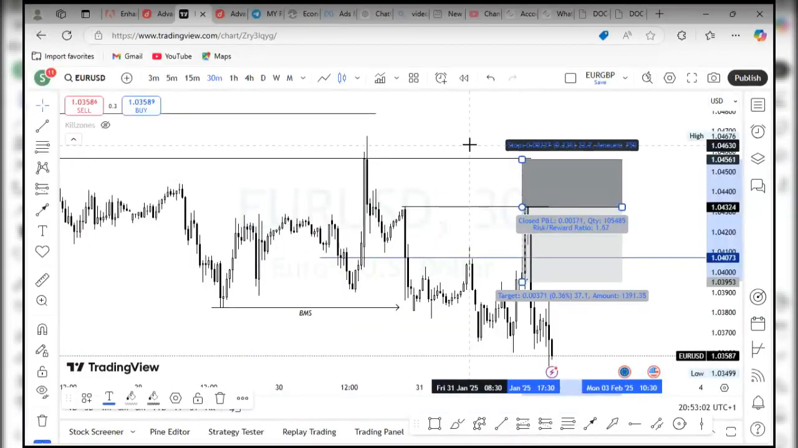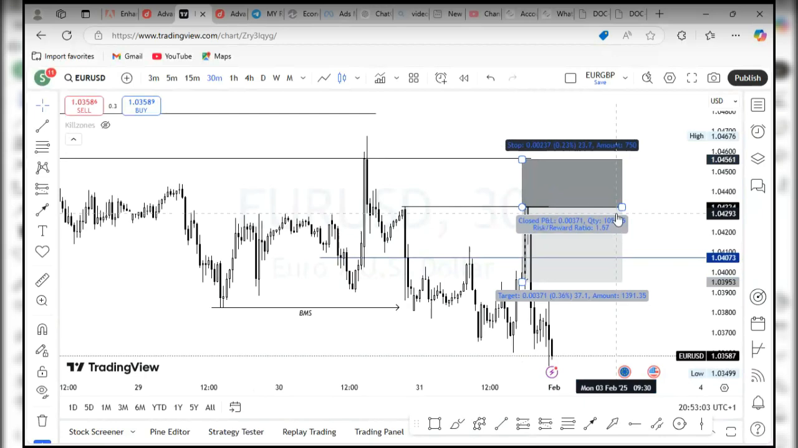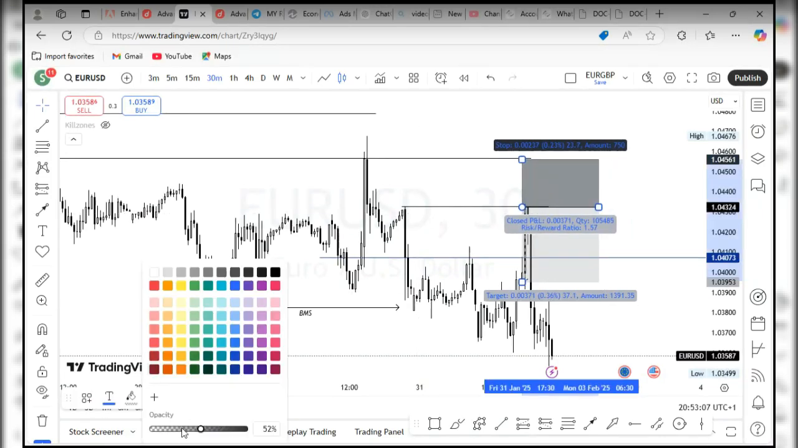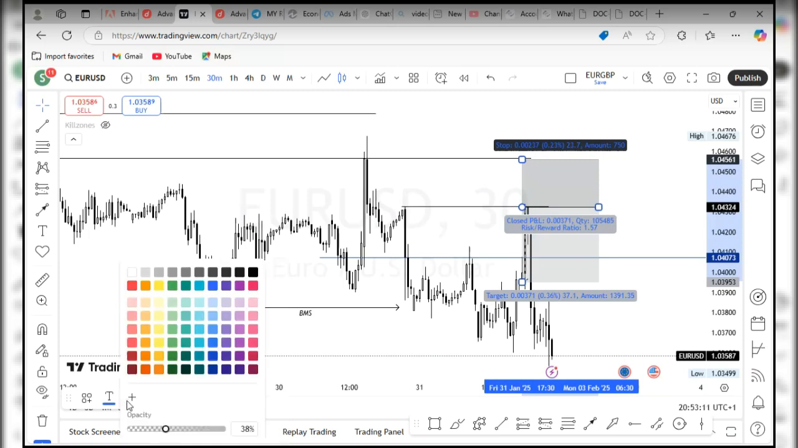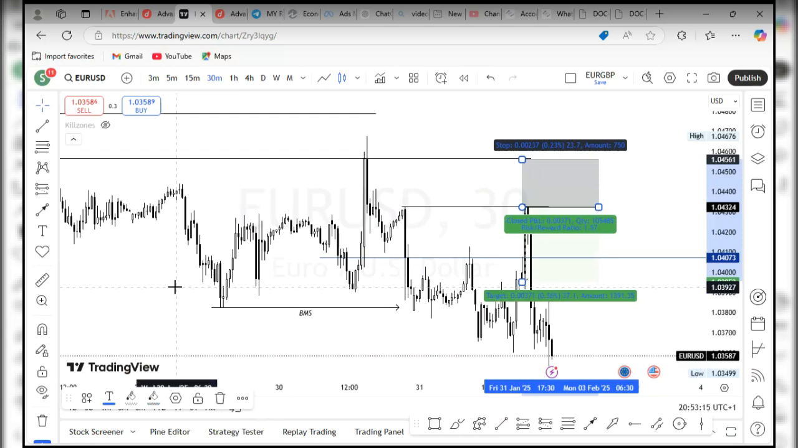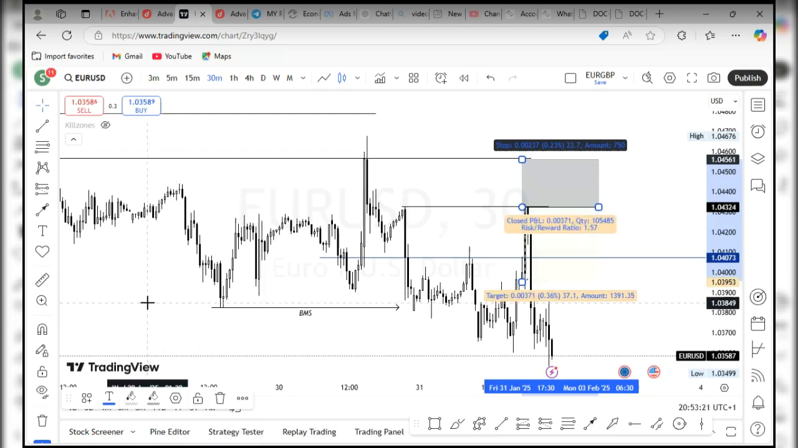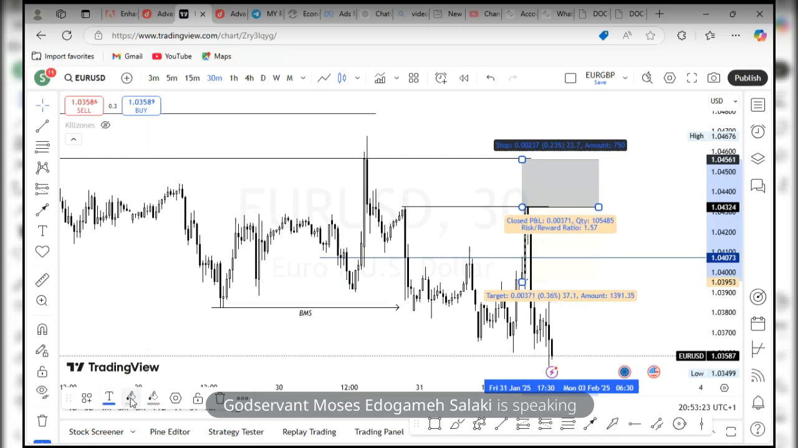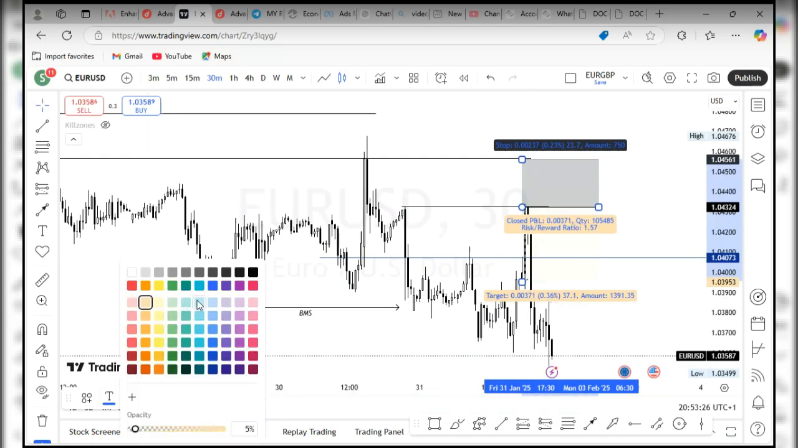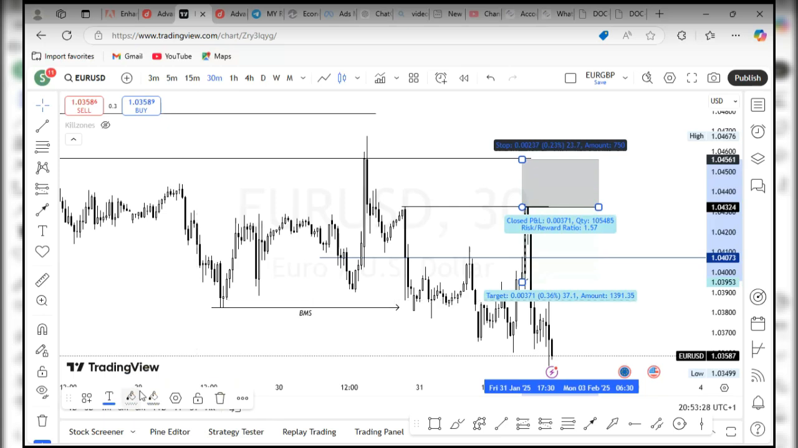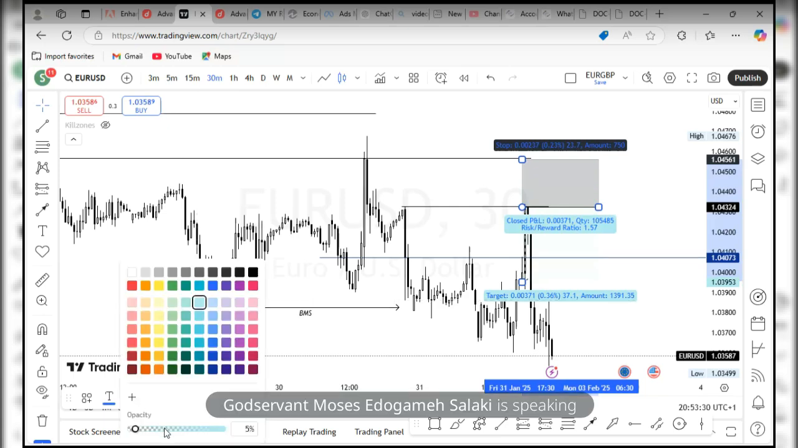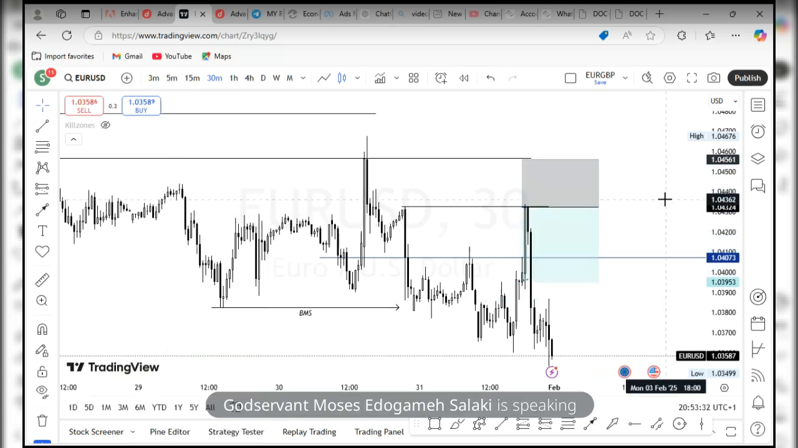This is too dark. I don't know. I don't even know the color to use. Okay, yeah, let me just use something like this.